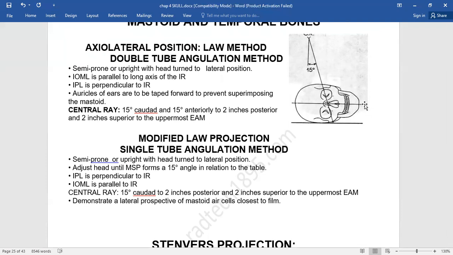So posterior muna, so pwede rin superior, then posterior. Basta yung kanyang location. And then, i-angulate natin ang tube 15 degrees pababa, pero pupunta sa harap. 15 degrees caudad, 15 degrees anterior. Kaya double angulation ang tawag.